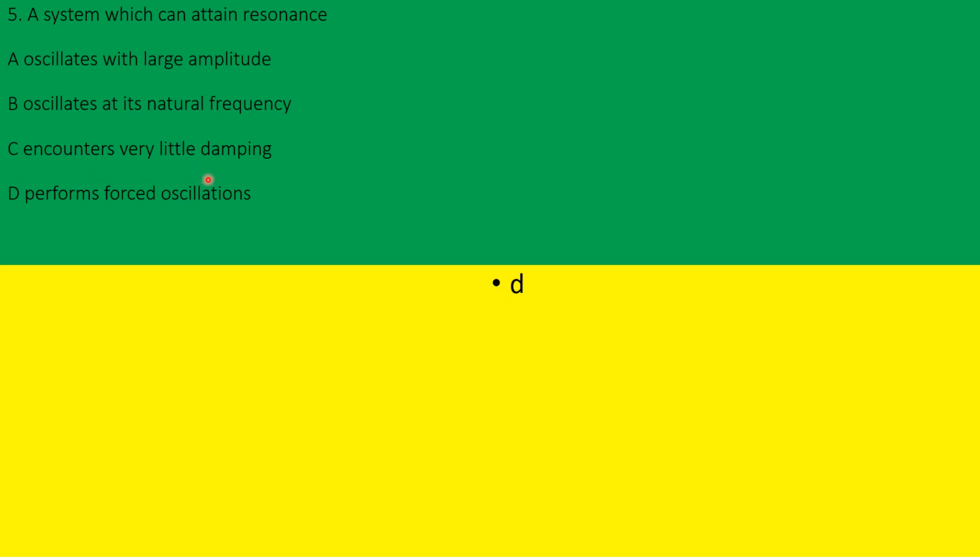C says encounters very little damping. D says performs forced oscillations. At resonance we just expect that the natural frequency of the oscillator should be equal to the driver's frequency, so we have nothing to talk about damping. Damping is really not a necessary condition for whether or not resonance occurs. So we have D, performs forced oscillations. That system has to be performing forced oscillations, and the driver has to have a particular frequency, such that at some point that forcing frequency equals the natural frequency of the mechanical system. Boom, resonance occurs. So our answer is D.